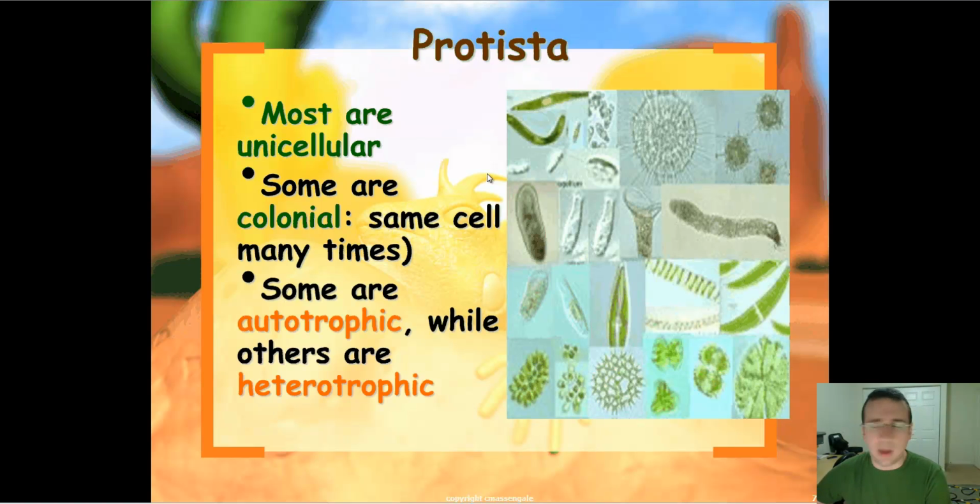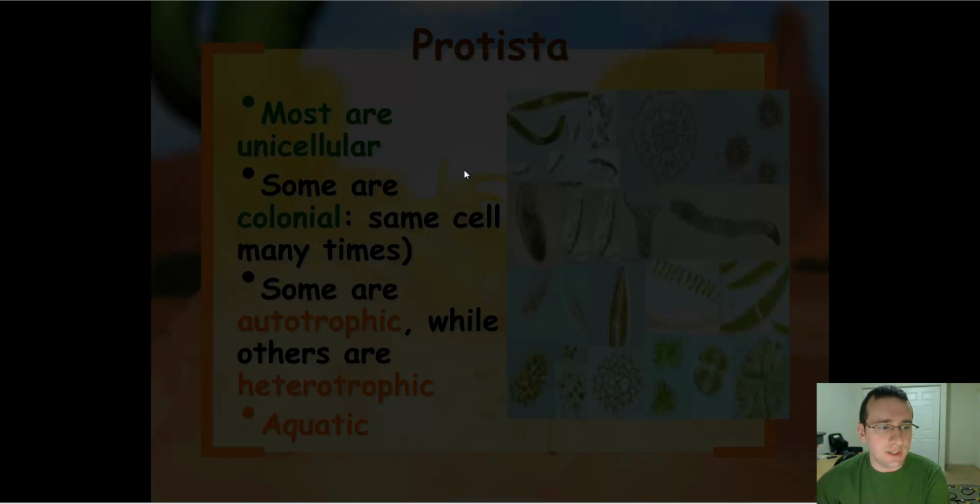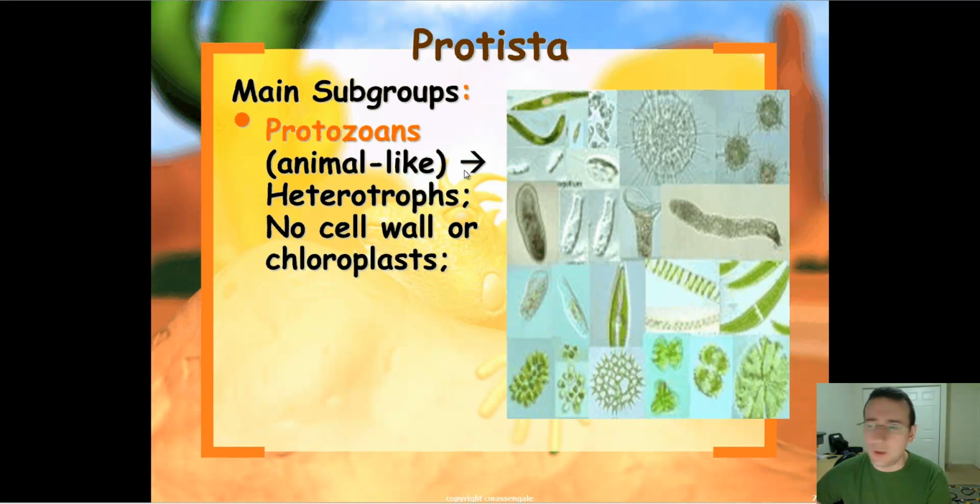But the majority of them are going to be occupying two main roles. They're either going to be autotrophic or heterotrophic. The autotrophic ones are the ones we call plant-like, and then the heterotrophic ones are the ones that we call animal or fungus-like. Now, the majority of them are again going to be aquatic organisms that require water to survive. Some examples of these include the protozoans, which are the animal-like heterotrophs. They have no cell walls or chloroplasts, but they do have mitochondria inside of them and internal organelles. And these include things like euglena, paramecium, amoeba, and other cells like that.